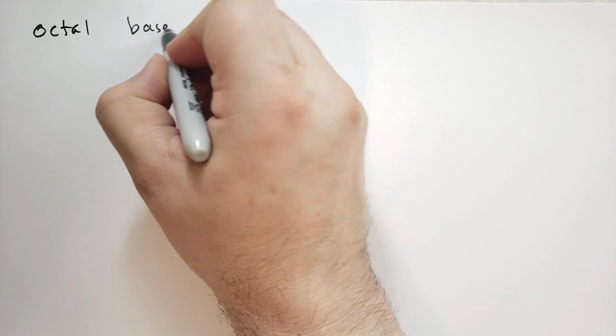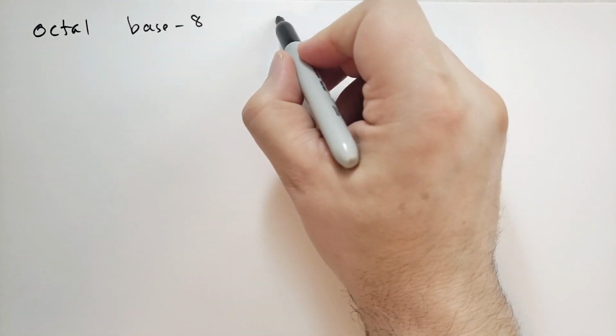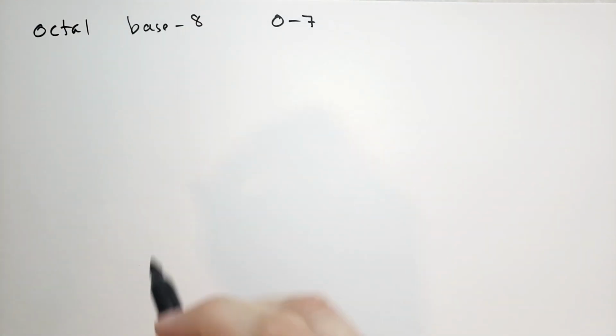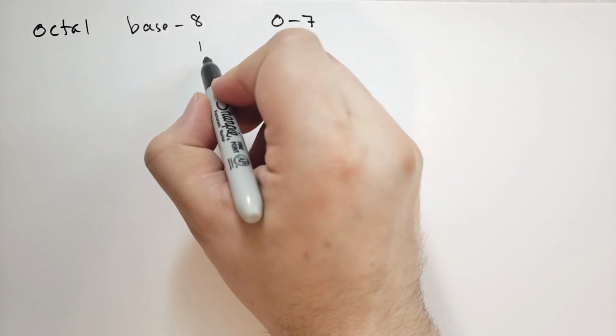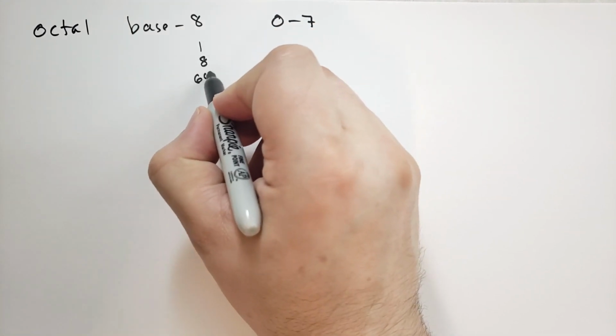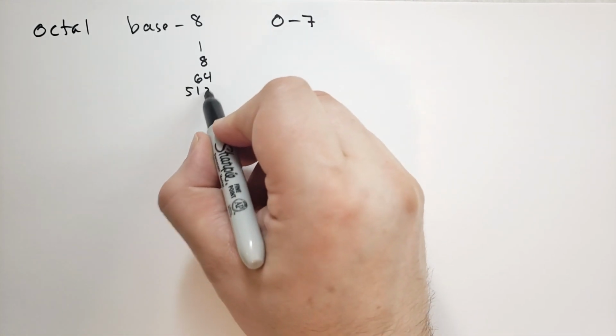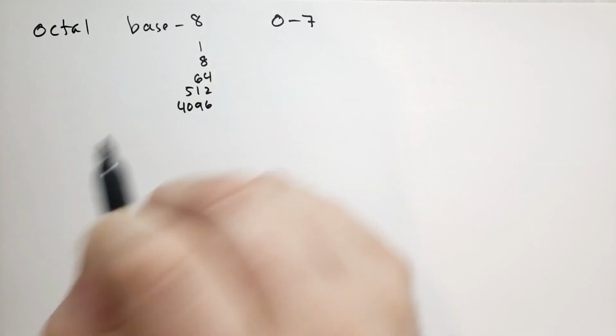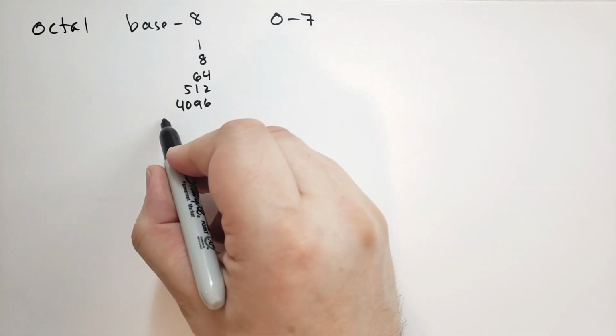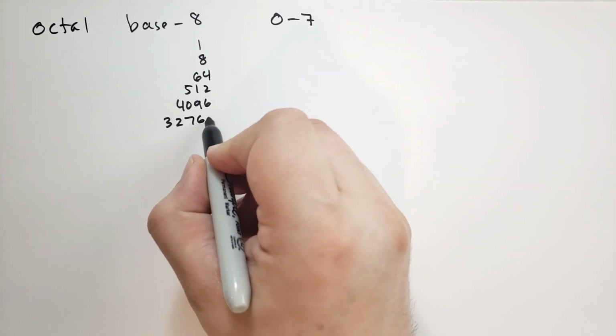Let's do octal. So octal is base 8. Okay? Means you have digits 0 through 7. And the places are worth 1, 8, 64. After 64 comes 512, 4096, and then 32768.